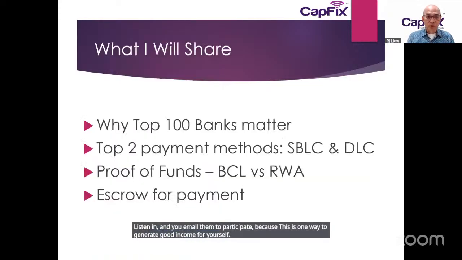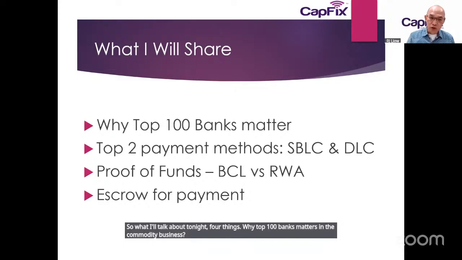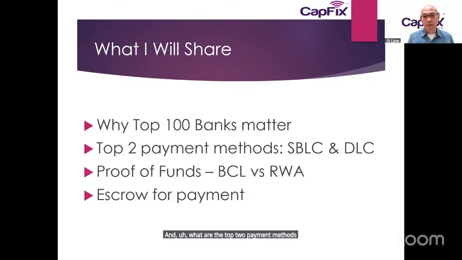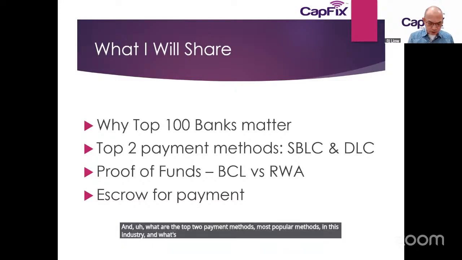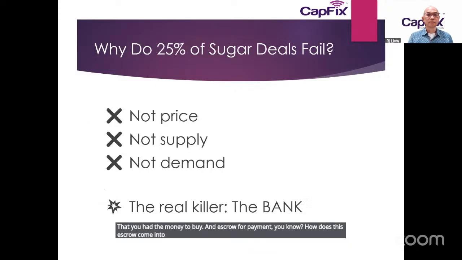So what I talk about tonight, 4 things. Why top 100 banks matter in the commodity business. And what are the top 2 payment methods, the most popular methods in this industry? And what is the proof of funds? Because this requires a $1 million investment. So what is the proof of funds? The seller wants to see that you have the money to buy. And escrow for payment. How does this escrow come into the picture?